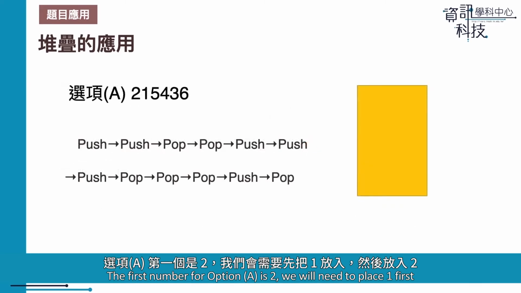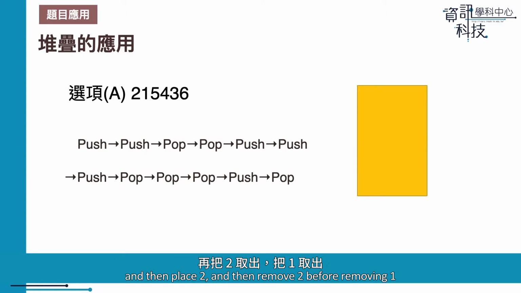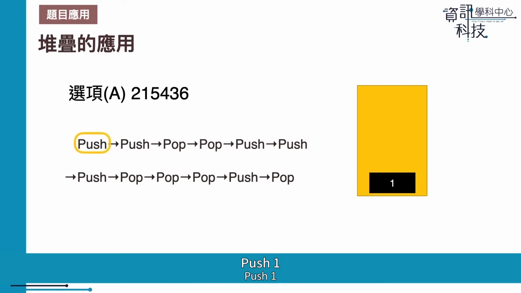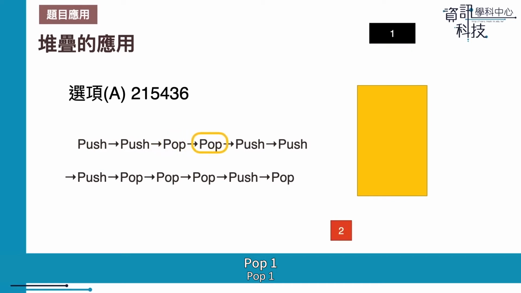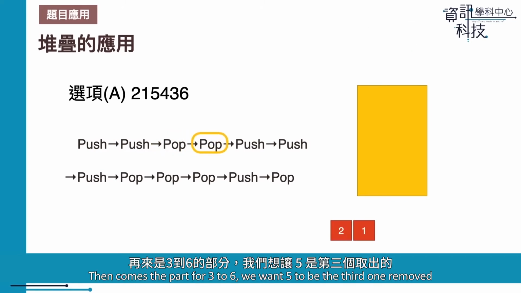The first number for option A is 2. We will need to place 1 first, and then place 2, and then remove 2 before removing 1. Therefore, the first few steps would be push 1, push 2, pop 2, pop 1. Then comes the part for 3 to 6.